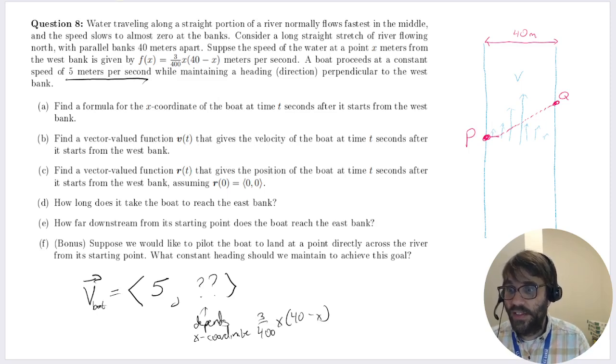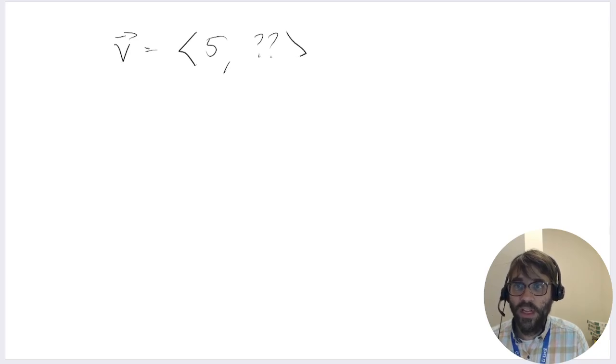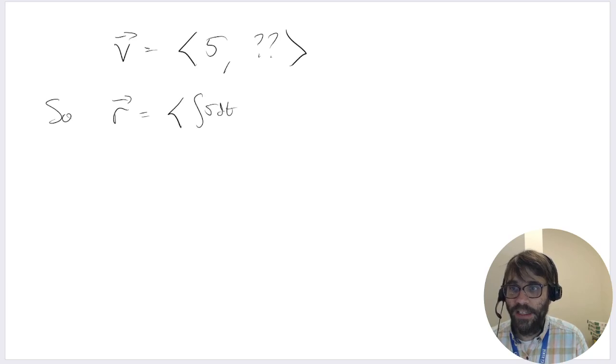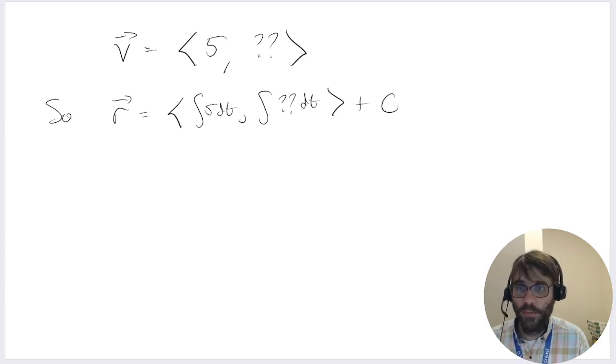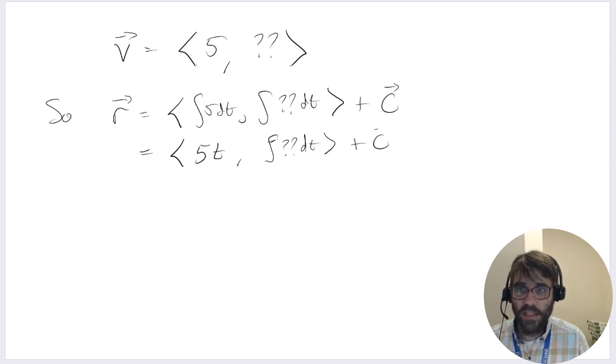If you focus just on the x-coordinate, we can find just the x-coordinate. And so what we're going to say is that the velocity is 5, question mark. We don't know. So r of t will be the integral of that. So it's the integral of 5 dt, the integral of we don't know. So we can't compute that second one, plus some constant vector here. But we can solve this. We can work out that this is 5t, an integral of question mark dt plus c.